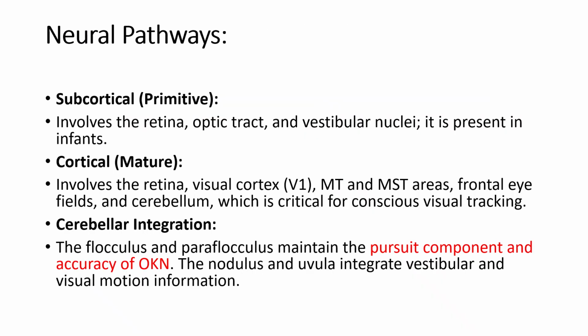Neural pathways. The subcortical pathway, the primitive one, involves the retina, optic tract, and vestibular nuclei. It is present in infants. The cortical pathway, or the mature pathway, involves the retina, visual cortex, MT and MST areas, frontal eye fields, and cerebellum, which is critical for conscious visual tracking.